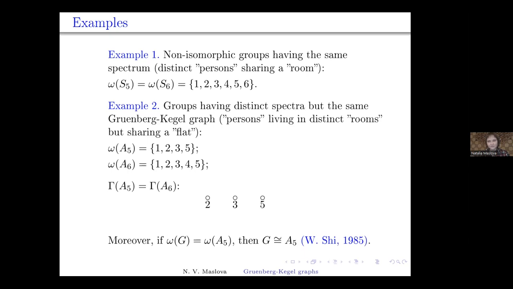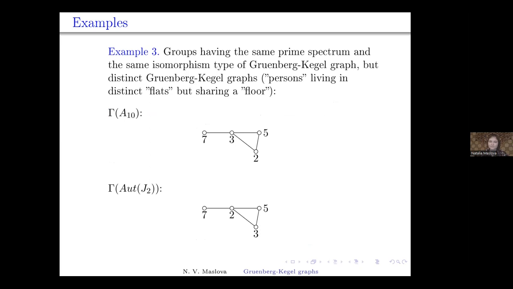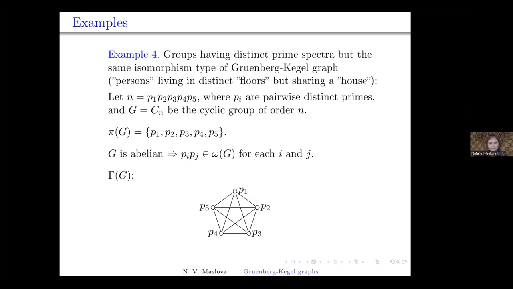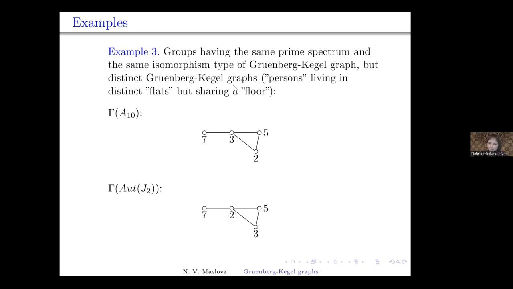Another example: if we consider the alternating group on 10 points and the automorphism group of the second Janko group, then their Gruenberg-Kegel graphs have the same isomorphism types and these groups have the same prime spectra. However, the Gruenberg-Kegel graphs are not isomorphic as labeled graphs. And what does it mean? It means that there are some persons living in distinct flats but sharing a floor.